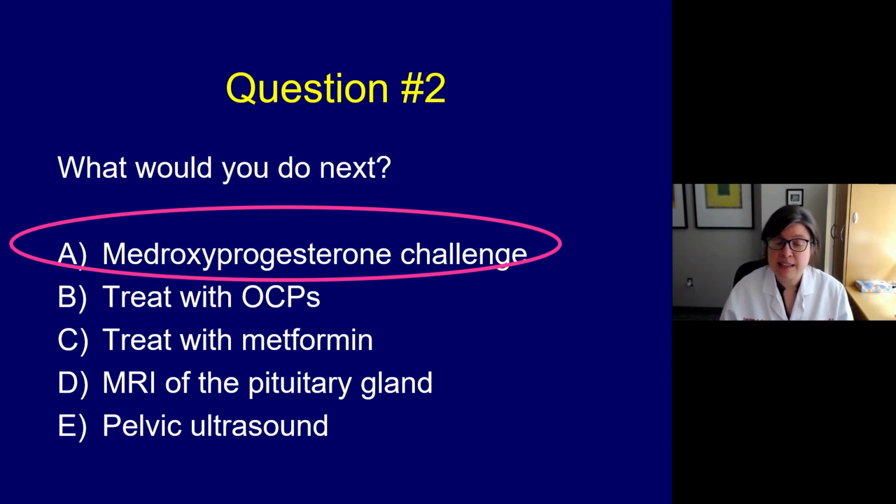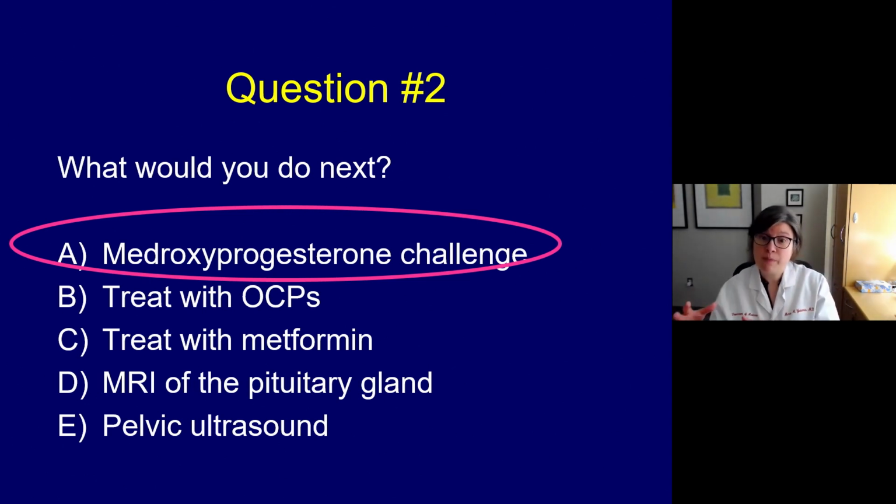And the reason why is that in this patient, it's unclear whether this patient could have PCOS or hypothalamic amenorrhea. When you have features of both, I find the medroxyprogesterone challenge extremely useful. So you can imagine if someone is more hypothalamic amenorrhea, you give them a medroxyprogesterone challenge, they will have no withdrawal bleed because of the low estrogen state.